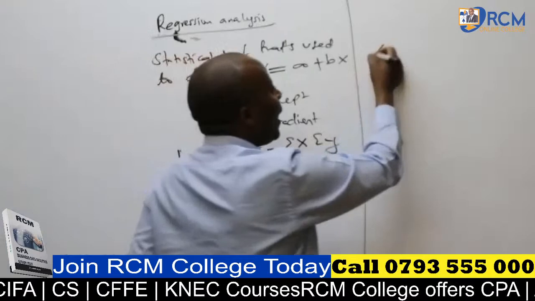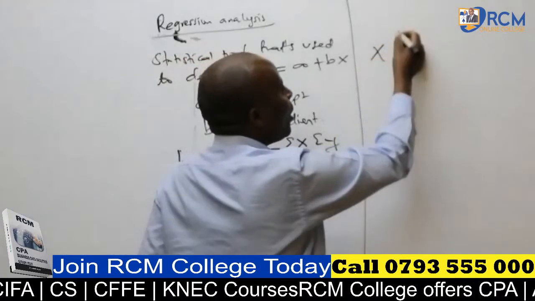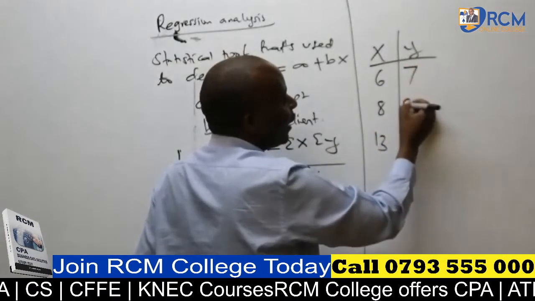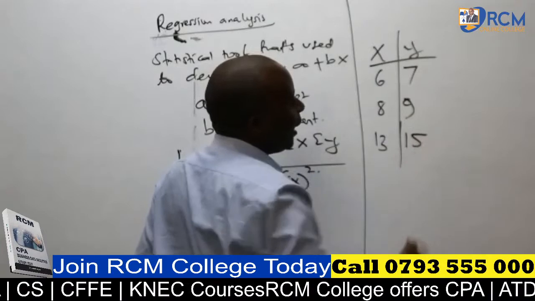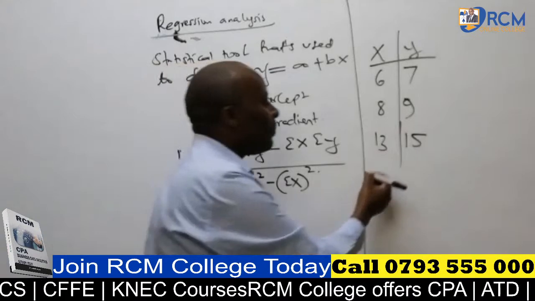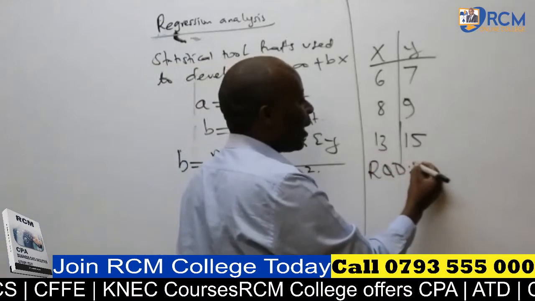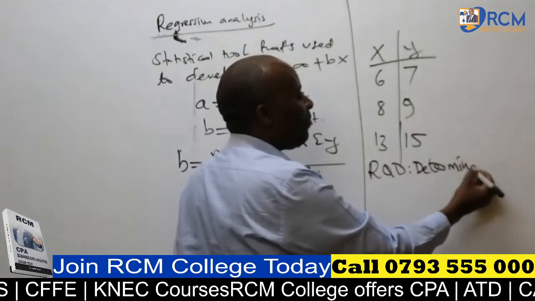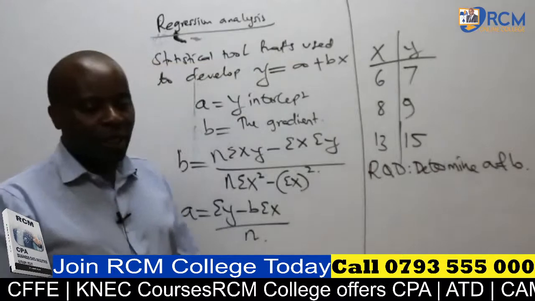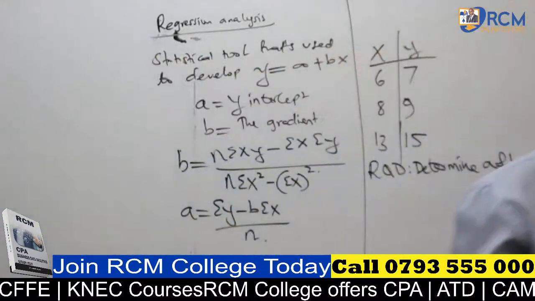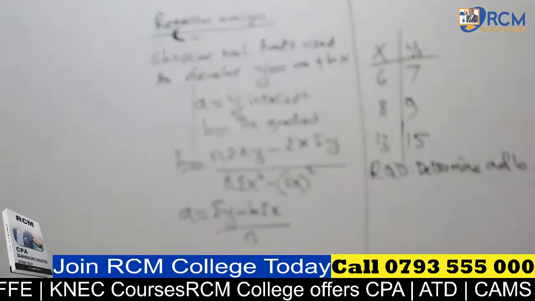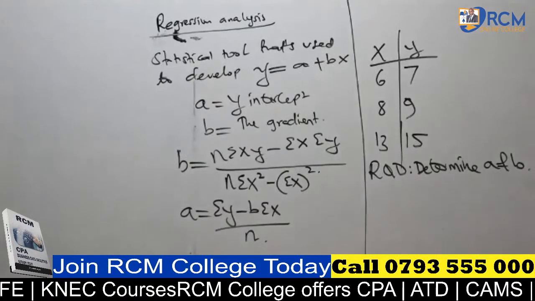If you're given x and y, perhaps they give you 6, 8, and 13 for x, and then we have 7, 9, and 15 for y. And then you are required to determine a and b using regression analysis.